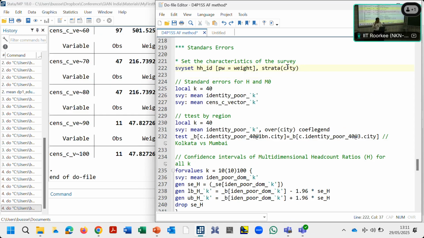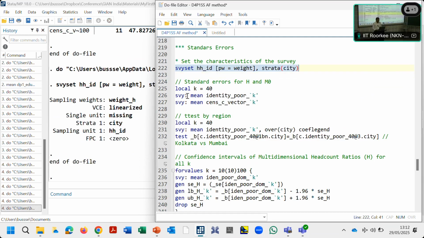But in actual data, in IHDS, in NFHS, in NSS, you will have the strata and the PSU mentioned. So what you have to do is svyset PSU, then the weights, and comma, strata, and the strata variable, whatever it is. You have to write that properly. Every survey data set will have that information for you, strata and PSU. Okay. So if we define it, it is defined. There you go. Then we are simply doing that for k equal to 40, computing the mean of identity 4 and the mean of the censored C vector for 40.